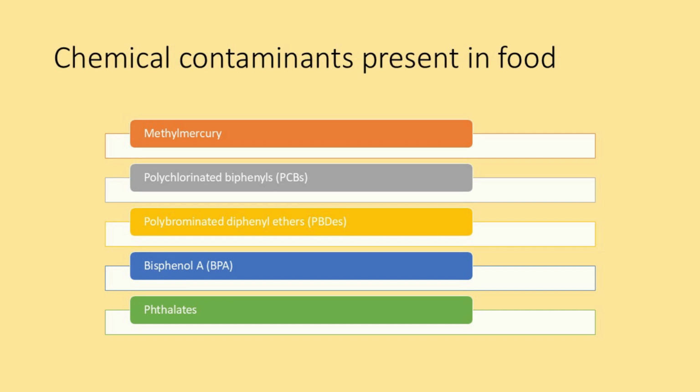Well, what are the chemical contaminants or environmental contaminants that may be present in the food? Actually, we have a lot, but I will just pick maybe five. The first one is methyl mercury, and then PCBs, and then PBDEs. PCBs and PBDEs belong to the POPs, the persistent organic pollutants. And then bisphenol A or BPA, we are very familiar with this, and also phthalate.